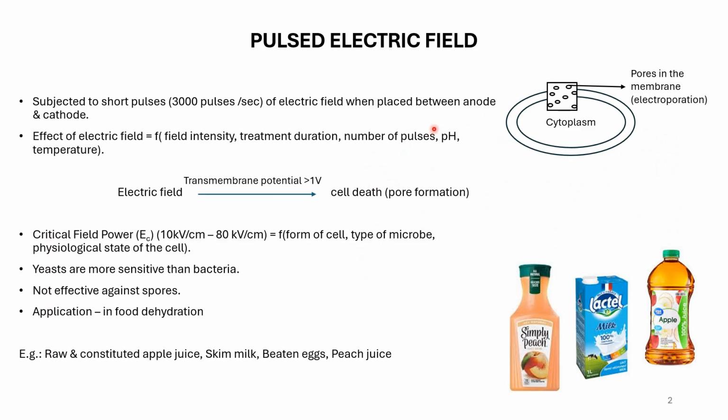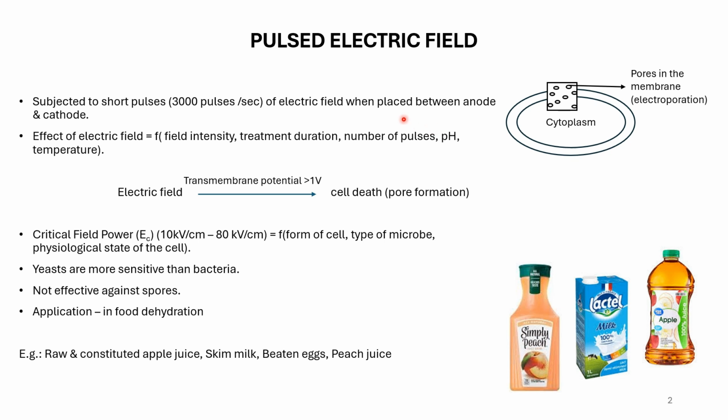The second methodology of interest under new preservation technologies is pulsed electric field. We're making use of short pulses of electric field when the food is kept in between two electrodes to minimize the microbial load and extend the shelf life of the product.